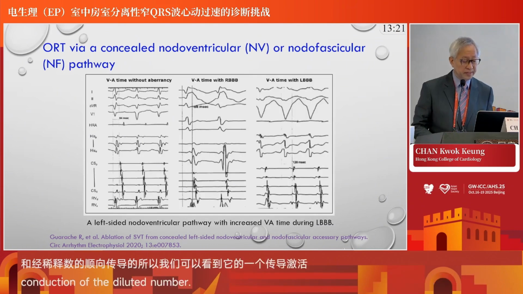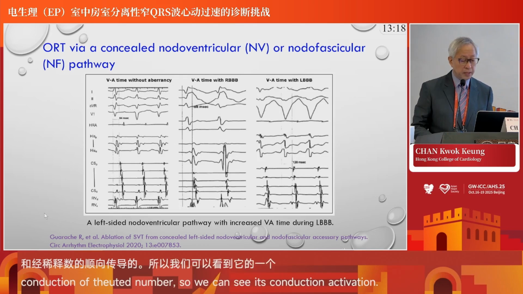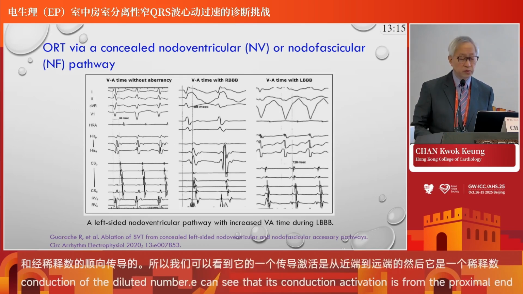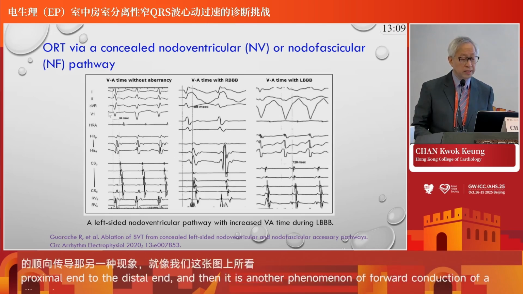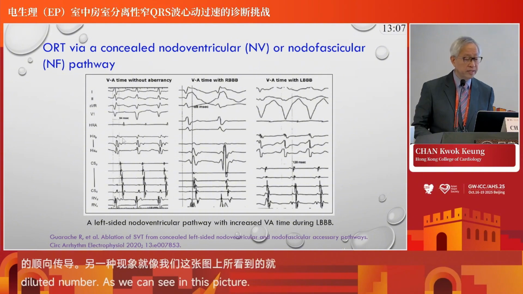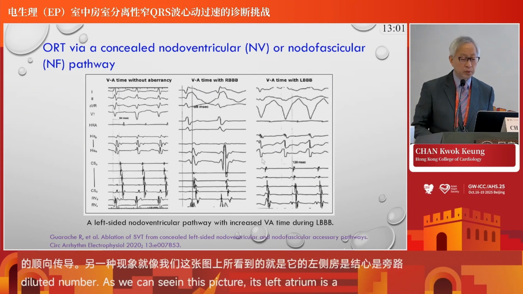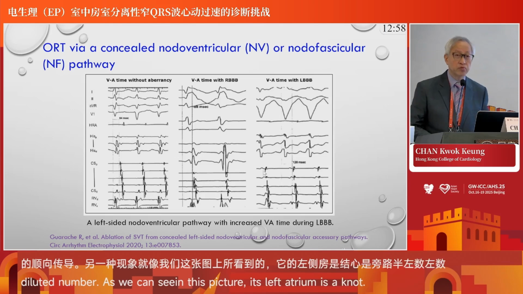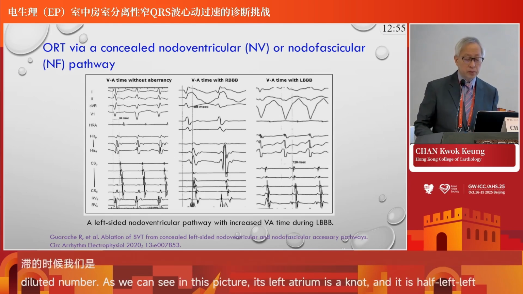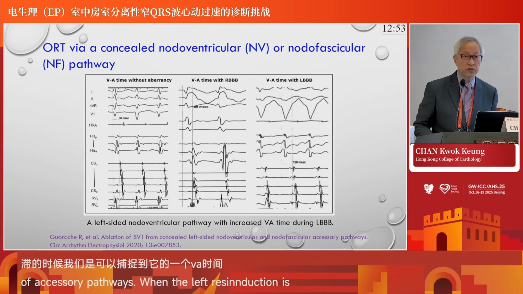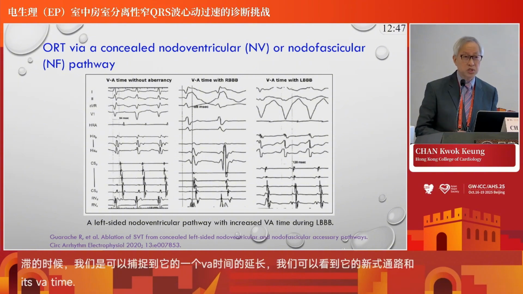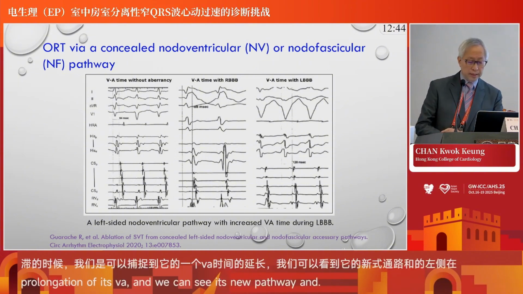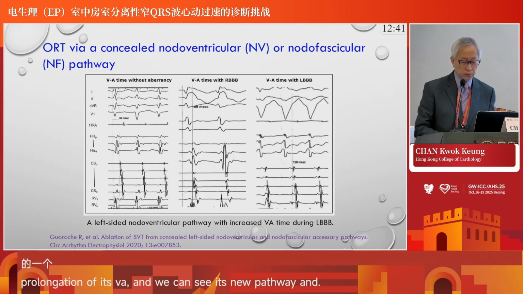Another phenomenon, as in this example, is a left side nodoventricular pathway with increased VA time during ipsilateral, that is, left bundle branch block. While in this example the VA time with the aberrancy is 84, more or less the same with right bundle branch block, with left bundle branch block the VA time increased to 120, because with the left bundle branch block, the signal has to travel to the right ventricle and transseptally to the left side, making the tachycardia circuit longer and taking more time to travel from the ventricle to the atrium.